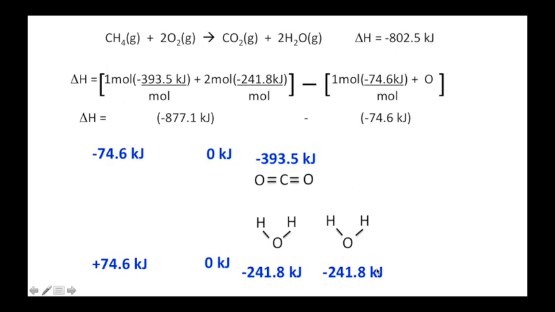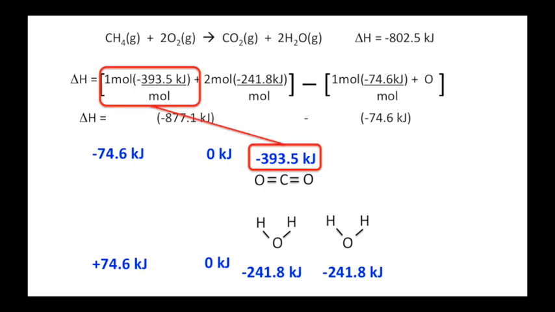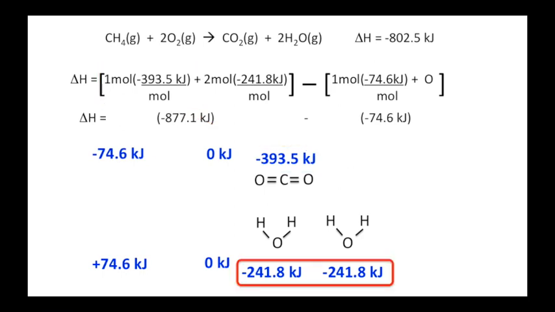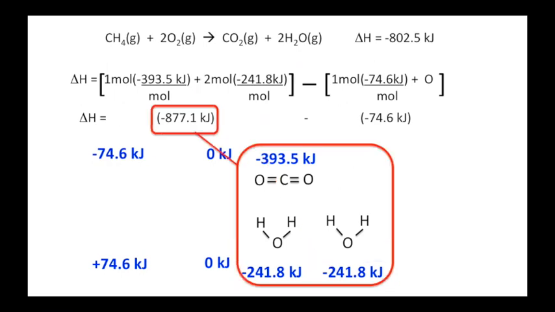So, now you can actually see how this math works. We start with our products. 393.5, one of them. 241.8, two of them. Altogether, 877.1 kilojoules was given off when CO2 and water were formed.